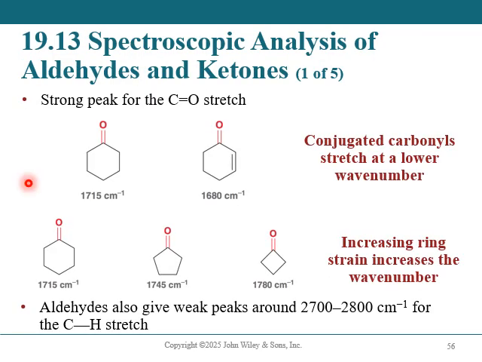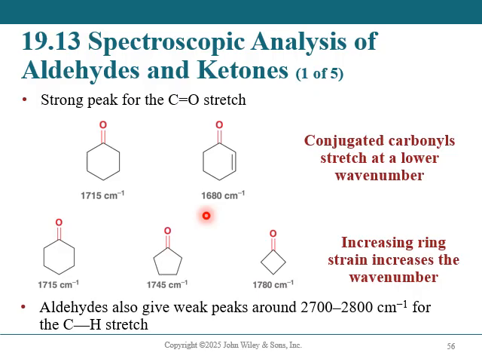Now, what should we expect in terms of spectroscopic analysis? Well, you already know a little bit of this. We'll talk a little bit more about those carbonyl peaks. They're going to be a little bit different between a ketone and an aldehyde. Conjugated carbonyls stretch at a lower wave number. So the higher that conjugation, the lower the wave number should be. You can see a relatively large stretch between 1715 and 1680.